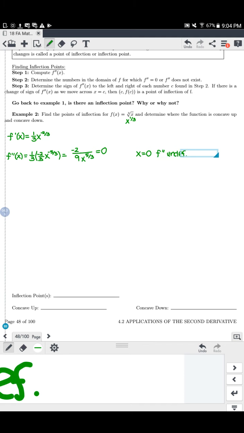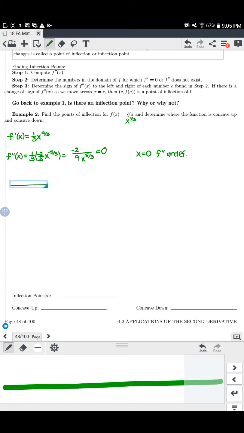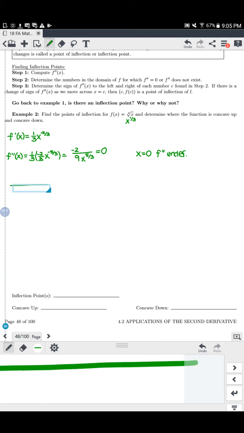But I'm not going to call this a point of inflection yet. I need to make sure it actually is a point of inflection. So it's a possible point of inflection. The one thing I need to check now is, does concavity change? If it doesn't change, if it's always concave up, then I would simply say there's no point of inflection. So I want to see, does concavity change? Because I'm asked for points of inflection and where it is concave up and concave down.